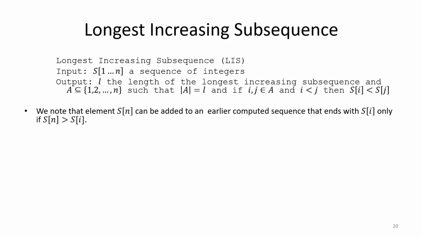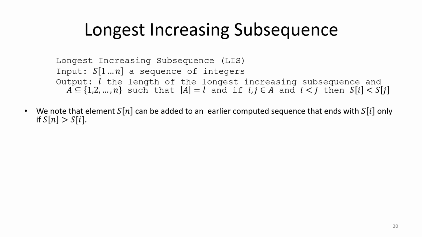Okay, so one observation that we made already, just in practicing on our simple instance, and again, practicing on an instance like that helps you come up with some ideas. And here's maybe one idea that came to the forefront. We note that for any element S of n, we can only add it to some earlier computed sequence if that other sequence has a smaller number as its last value. And that's a pretty straightforward understanding, that's the definition of an increasing subsequence.